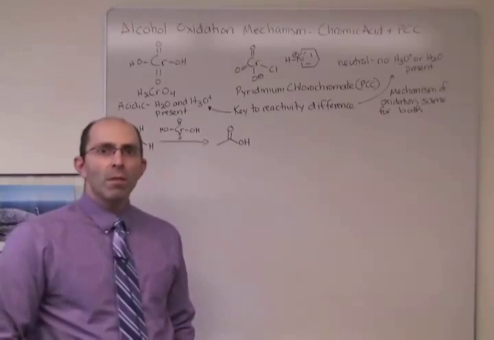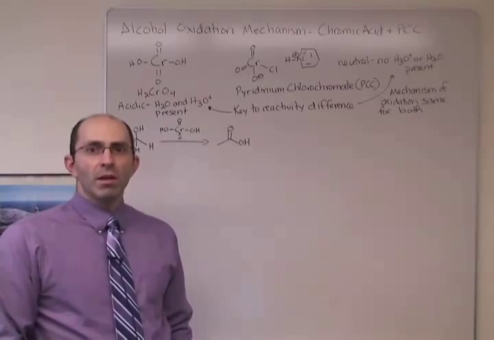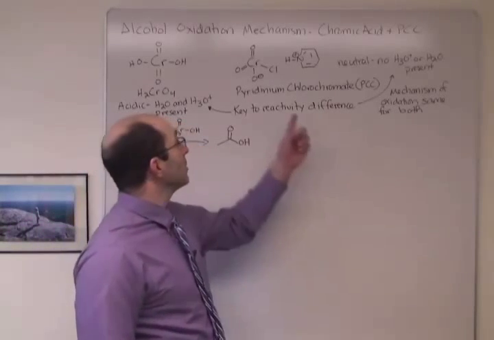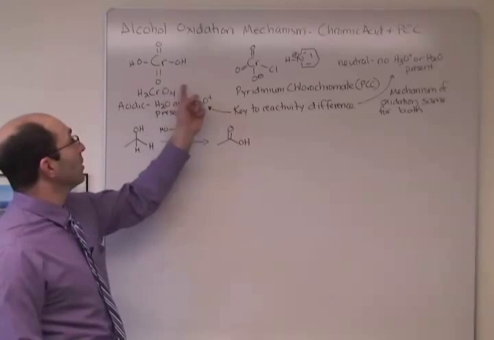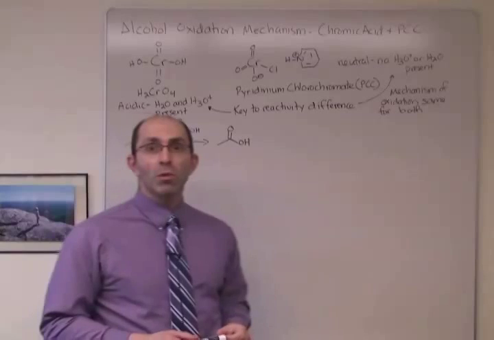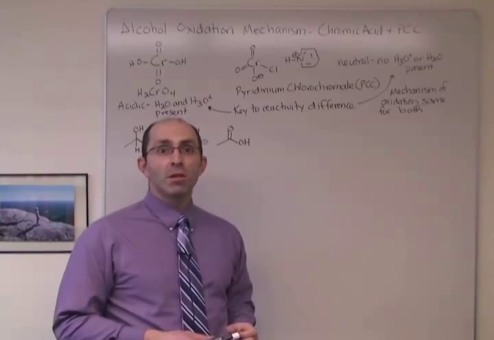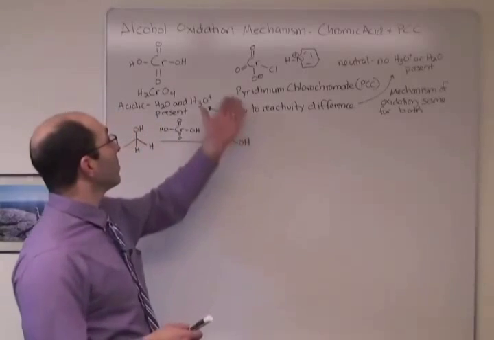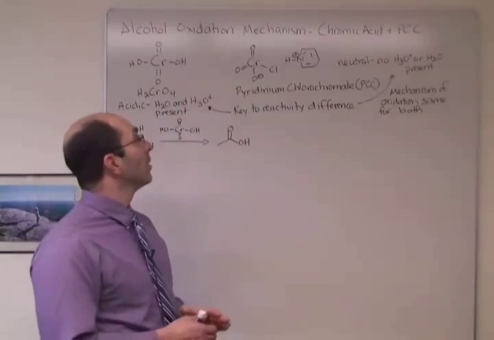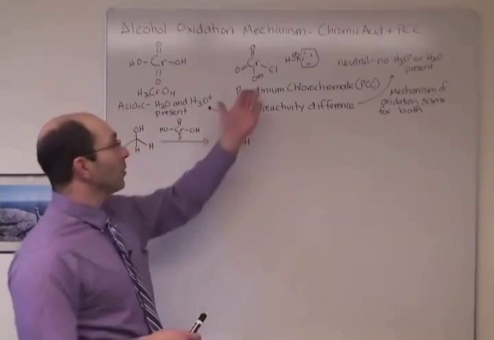So the compounds that we're going to use, the reagents that we've talked about, are chromic acid and pyridinium chlorochromate, or PCC. So here's chromic acid, pyridinium chlorochromate. The way that you get pyridinium chlorochromate is that you just react pyridine, which is a base, with chromic acid. There's some chloride in there to balance the charge, and you get pyridinium chlorochromate.